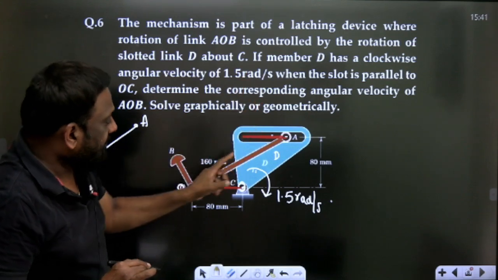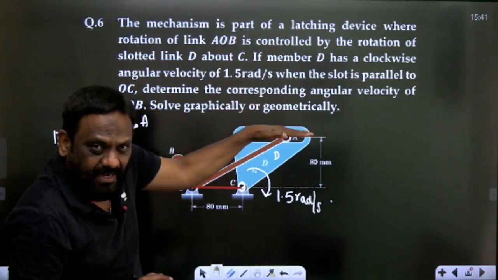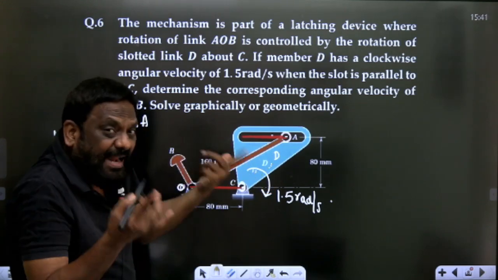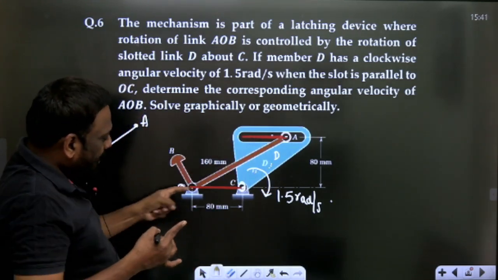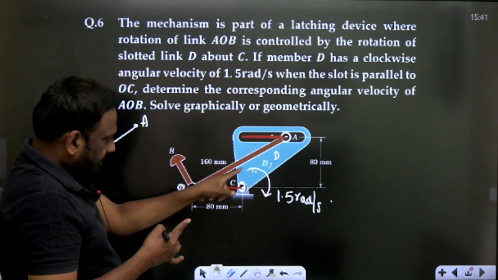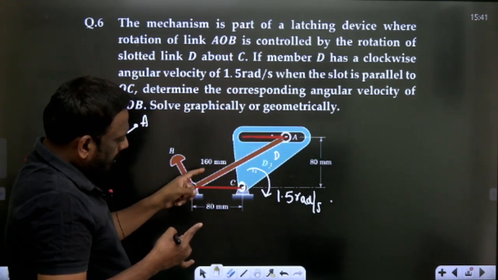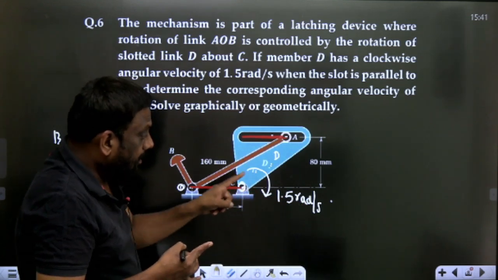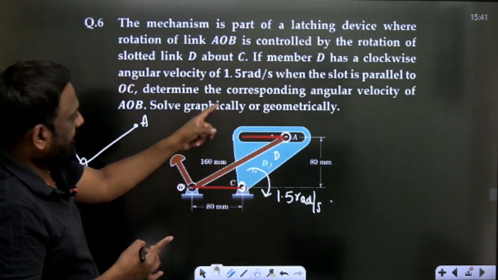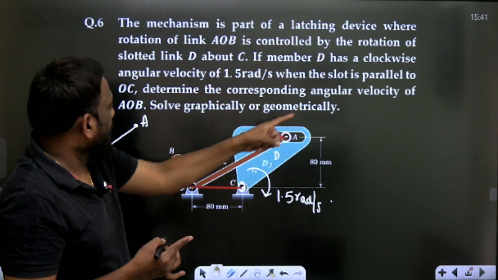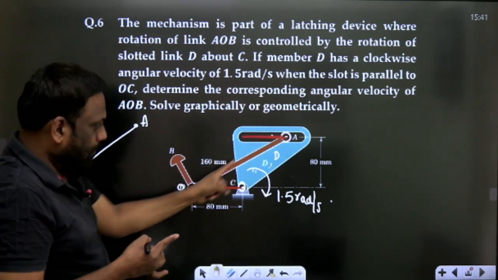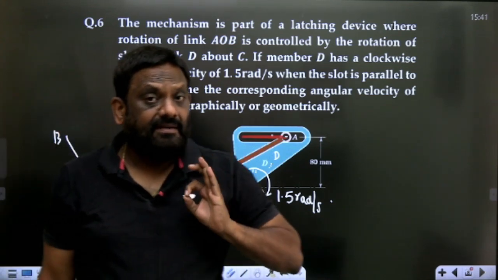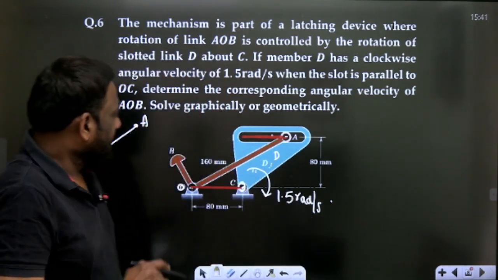Determine the corresponding, when the slotted link is parallel, this link D is parallel to what? Parallel to this line of centers of these two, this D and O. So when it is parallel, this D has an angular velocity of 1.5. At this position, he is asking the corresponding angular velocity of this link AOB. Let me repeat the question. First, you try to understand the question before you make an attempt.